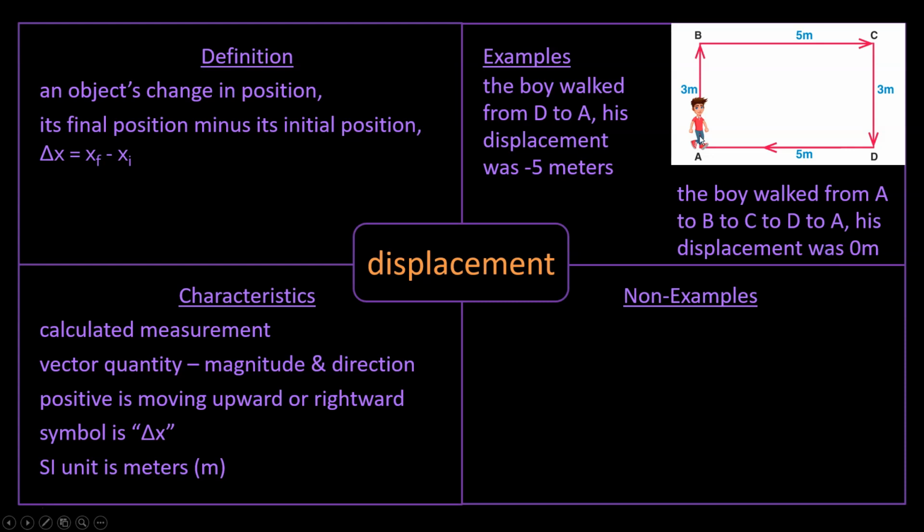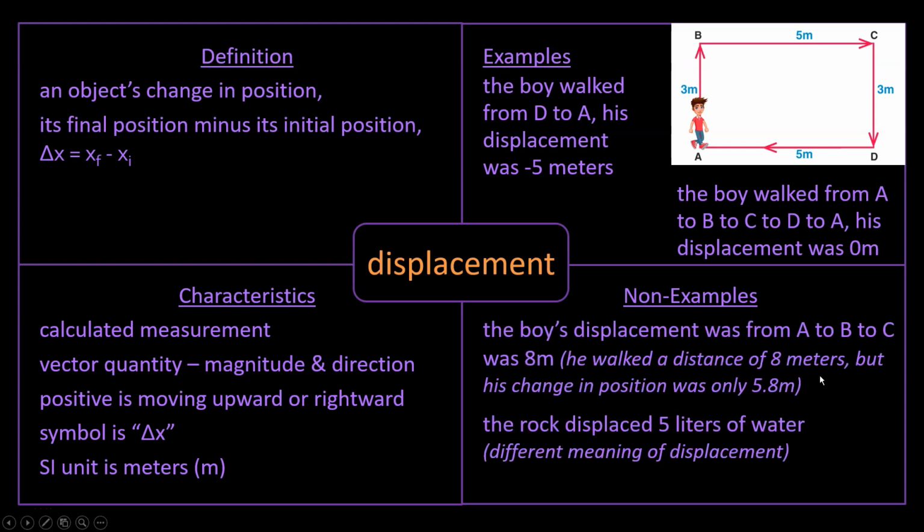Now you may say, wait a minute, he traveled a distance, and that's true, but displacement, let's look at the definition, it's a change in an object's position. So he started here and he ended here. His position didn't change from the initial position to the final position.